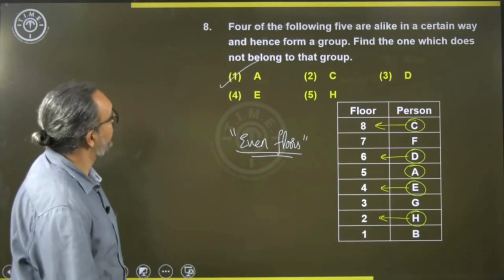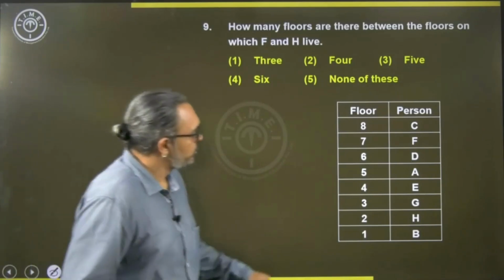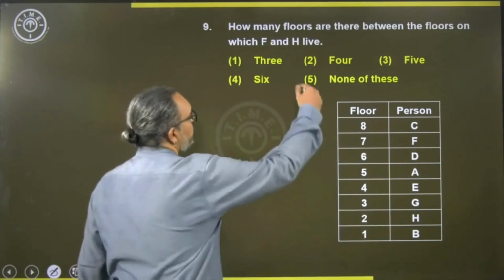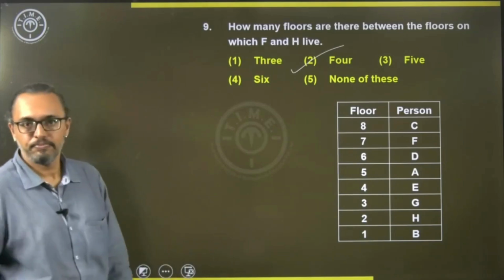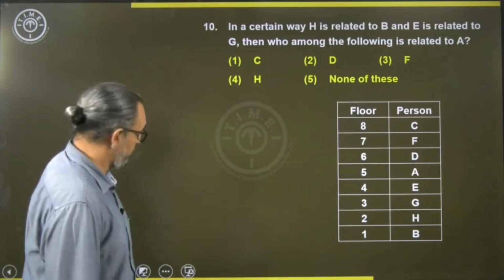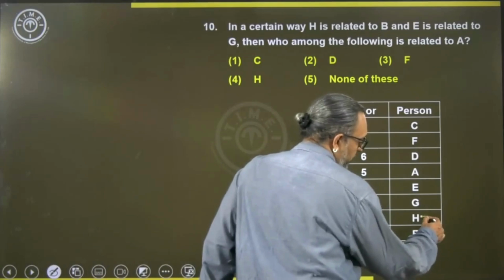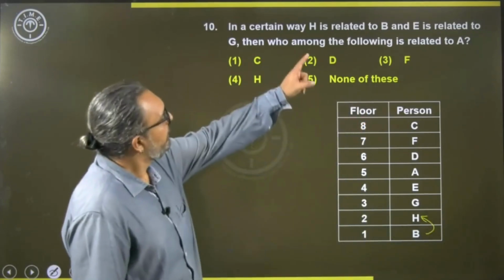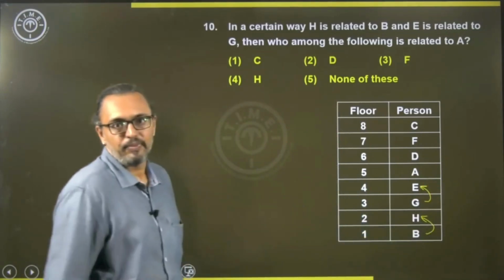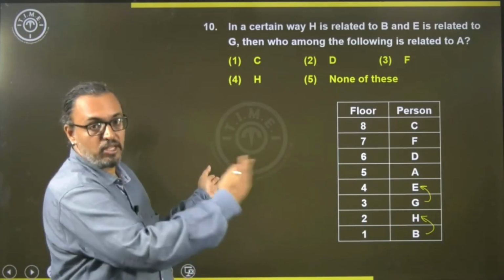Okay. Then how many floors are there between the floors on which F and H live? So between F and H, how many are there? We have D, A, E, G. So there are 4. So 4 is available in choice 2. Correct? Yes. And then in a certain way, H is related to B. Okay. So let's see how is that. How is H related to B? Can I say H is immediately above B? Yes. And E is related to G. Same. E is immediate above G. Correct? So the first person is immediate above second person. That is how the relation is.